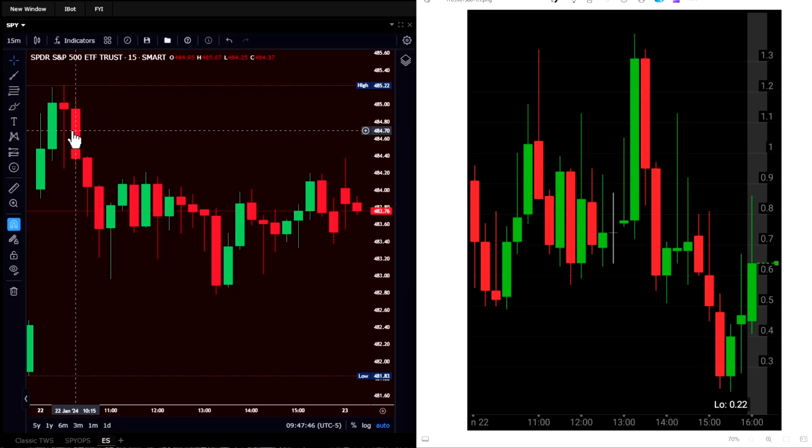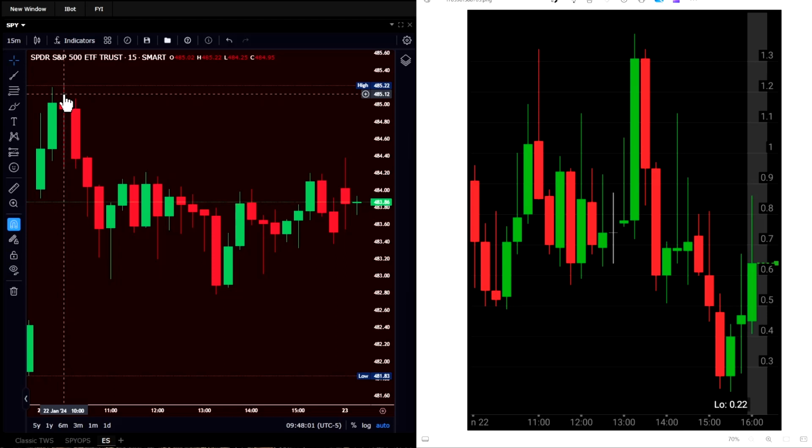So right here, there's 10 o'clock, and my cursor's not going to work on here because it's a photo, but this is 10 o'clock right here. You can just count the bars. This is a 9:30 bar right here. So just count the bars.